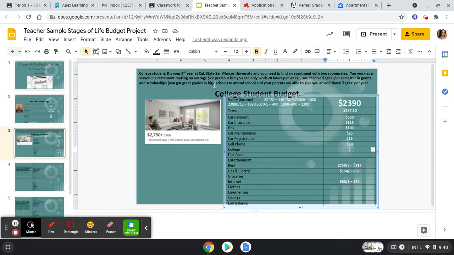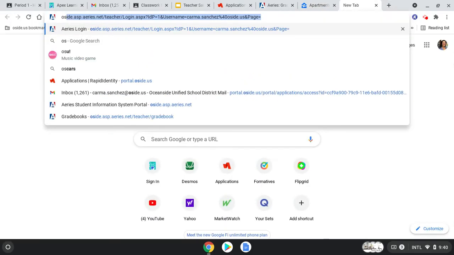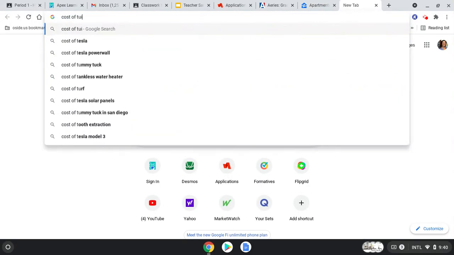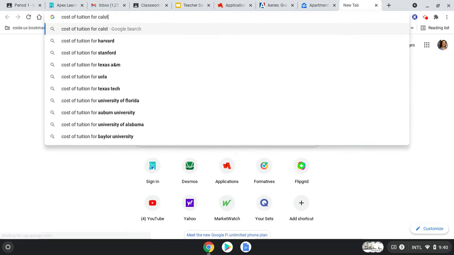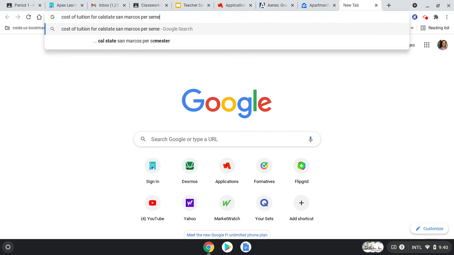Basically, it doesn't give much information up here on how you're paying for the rest of the stuff. So you're getting $2,000 in grants and scholarships per semester, but there's still a big difference in that. So let's go up and search cost of tuition for Cal State San Marcos per semester.